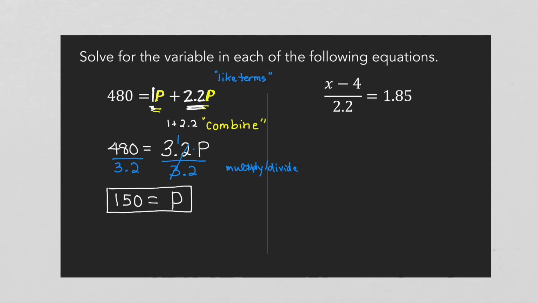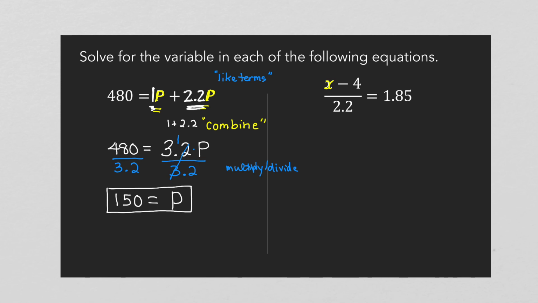This brings us to our last equation for the day. x minus 4 over 2.2 equals 1.85. We're solving for x, but notice this one's a little different, and you've already turned your brains off. Well, no, I'm just teasing. Fractions, oh my goodness. Okay, so what are we going to do with this? All right, so I have x minus 4 divided by 2.2 equals 1.85.